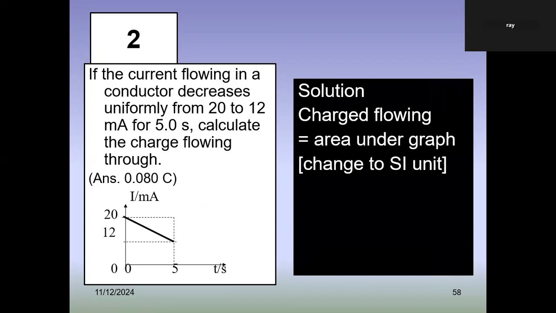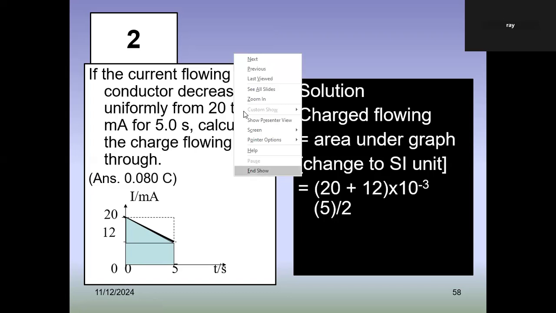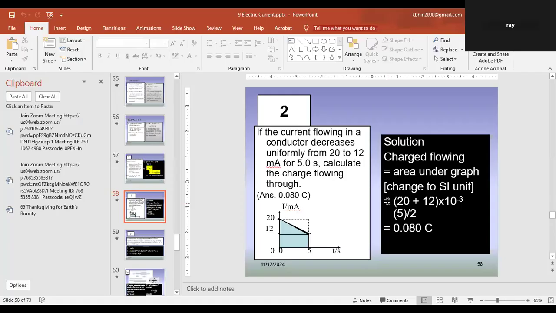Right? Draw a sketch of the graph, what it's saying, and then charge flowing is area under the graph, change to SI unit. Right? Can either calculate as area of triangle, area of rectangle, or area of trapezium. 20 plus 12 and 10 to the power minus 3, change your milli to ampere. 10 times 5, right? 5 divided by 2.